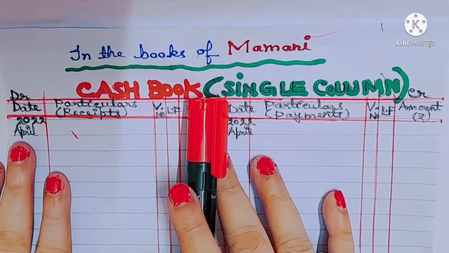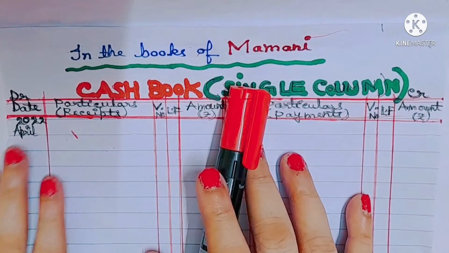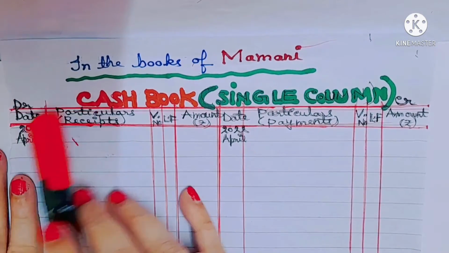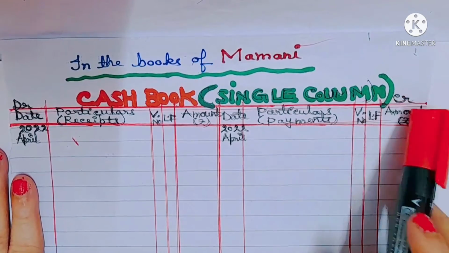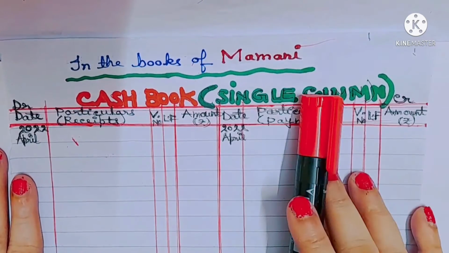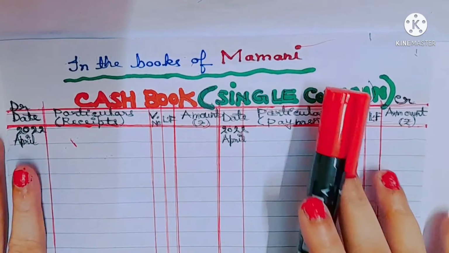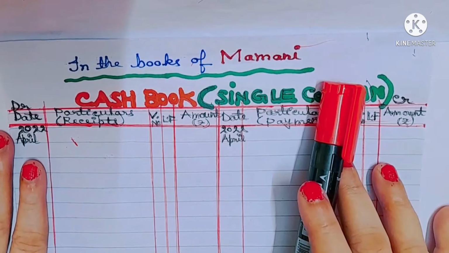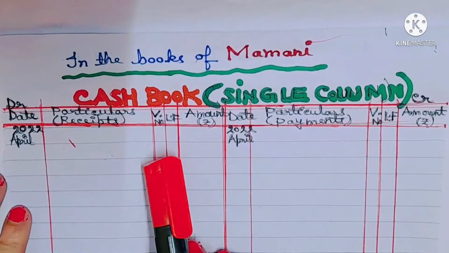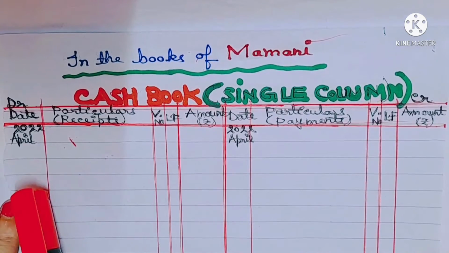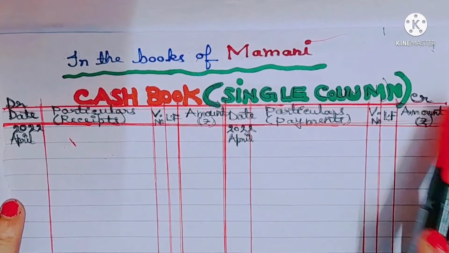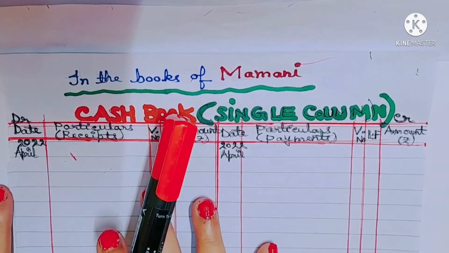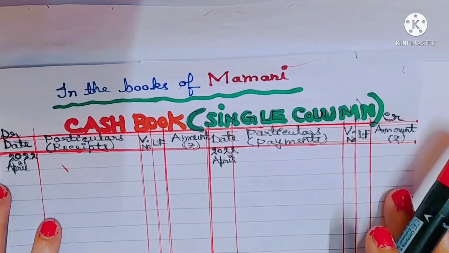Cash book has two equally divided sides. One is debit side, one is credit side. Debit side is written on the left hand side and credit side is written on the right hand side. Cash book is nothing but a cash account, and we know how to prepare ledger account and cash account because I've already taught you how to prepare cash account. On the debit side, how many columns are there? 1, 2, 3, 4, 5. Similarly, on the credit side, 1, 2, 3, 4, 5. Debit side has 5 columns and similarly credit side has 5 columns also.